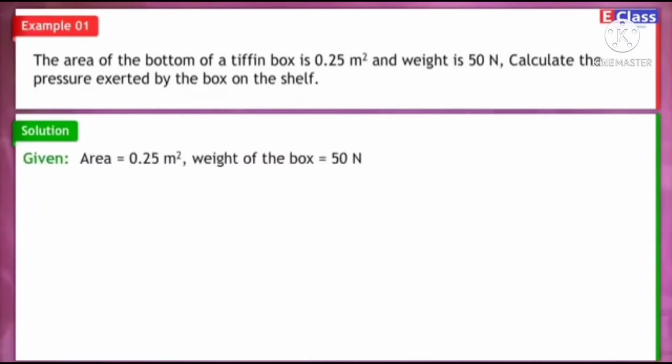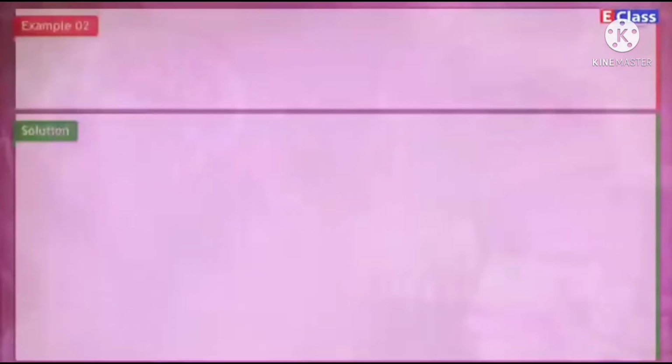The given values are the area and weight of the box. After that, we have to write the formula for the calculation. Pressure is equal to force upon area. Put the values in the formula: 50 upon 0.25. You will find the value 200 Newton per meter square.